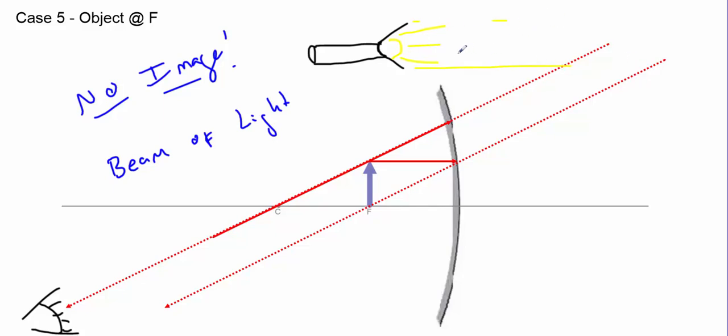I mean, it's not quite a beam, but if you were to look at maybe a spotlight in an auditorium, you're going to get much closer to a beam of light. So again, case 5, no image.